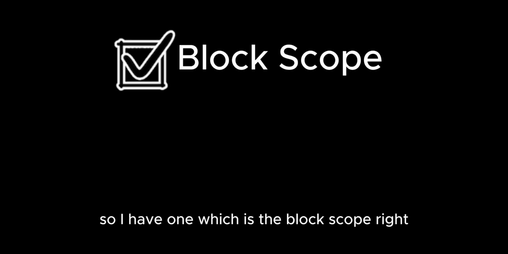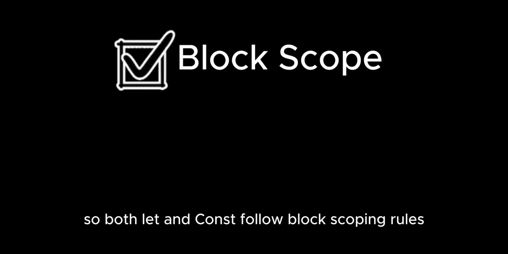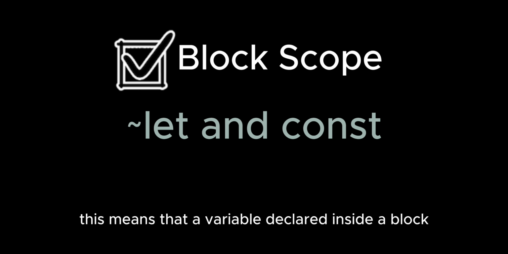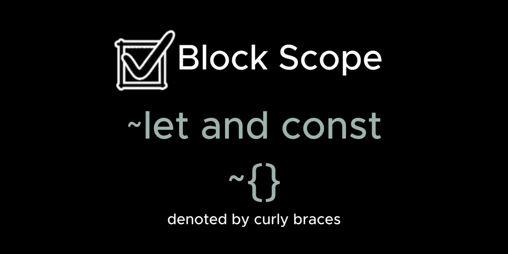So I have one which is the block scope, right? So both let and const follow block scoping rules. This means that a variable declared inside a block, denoted by curly braces, is only accessible within the block.